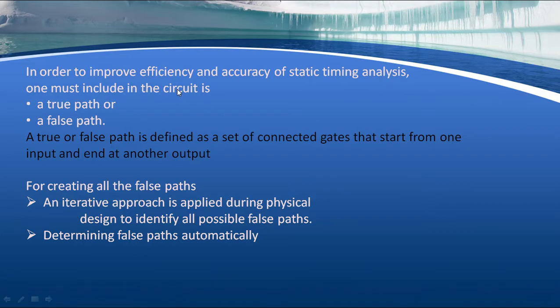In order to improve efficiency and accuracy of static timing analysis, one must include in the circuit a true path or a false path. What is a true path? A true path is defined as a set of connected gates that start from one input and end at another. A true path is a path which actually affects the timing analysis of the different devices, these buffers, flip-flops, etc. And a false path is a path in which you assume that this is a path, but it actually won't exist there.